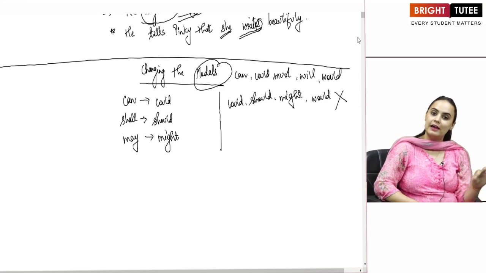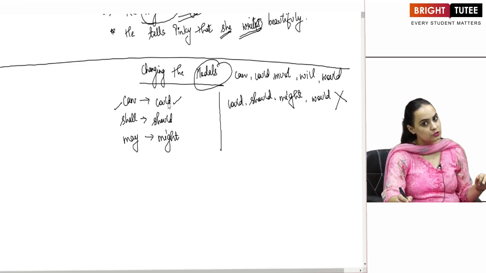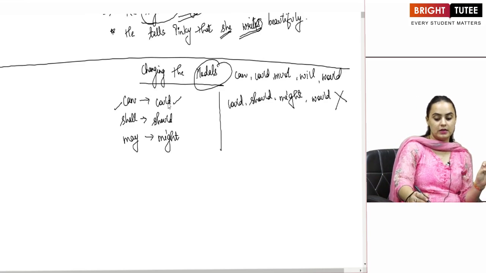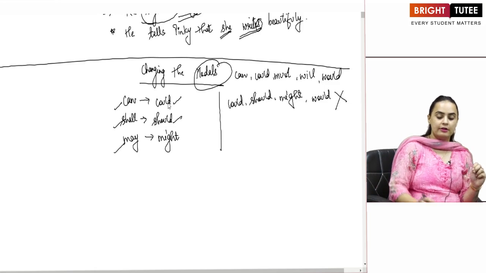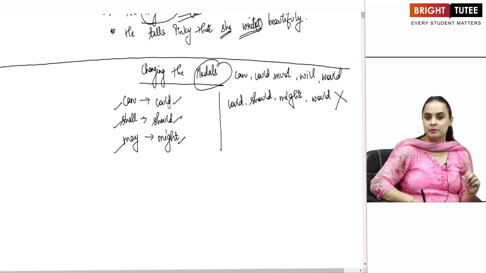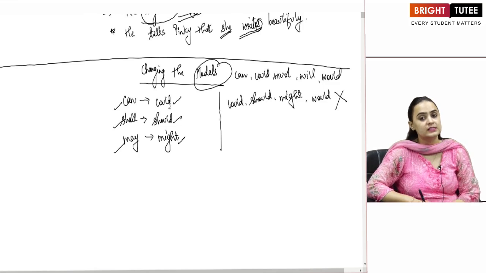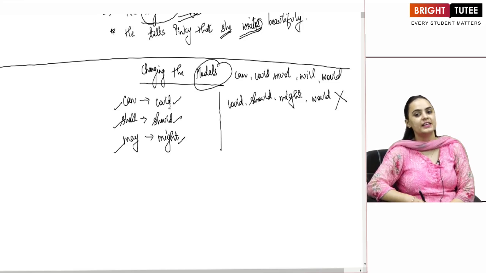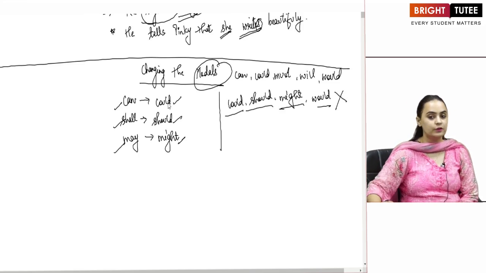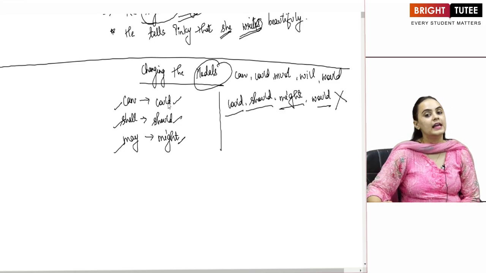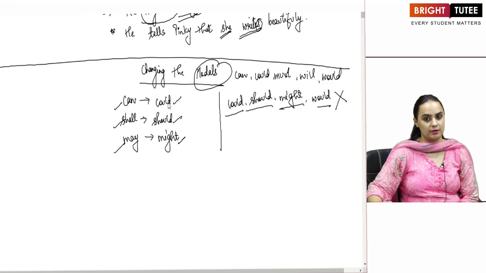So, if in the direct speech we have can, in the indirect speech it becomes could. If in the direct speech we have shall, indirect speech it becomes should. Direct speech may, indirect speech becomes might. But if the sentence already has modal verbs such as could, should, might and would, then we will let them remain the same and we will not change them.